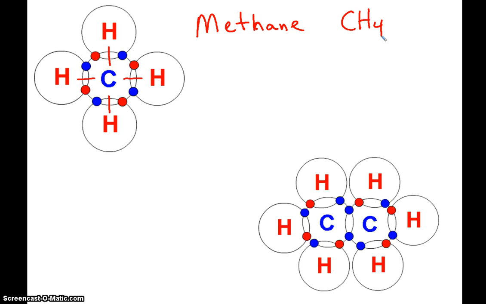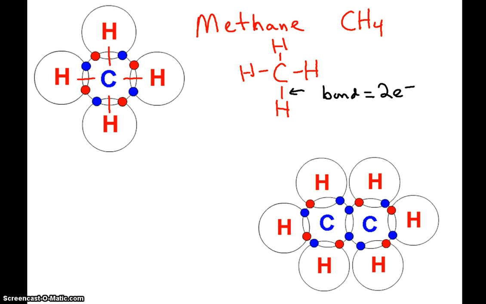or methane. Another way we can designate this is carbon in the middle with 4 hydrogens around the outside, where each line represents a bond, which has 2 electrons in it. If we add up the total number of electrons around the carbon, we have 2, 4, 6, 8. Each hydrogen has 2, and everyone is stable in terms of the configuration.